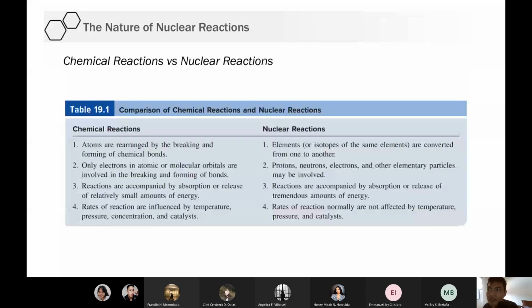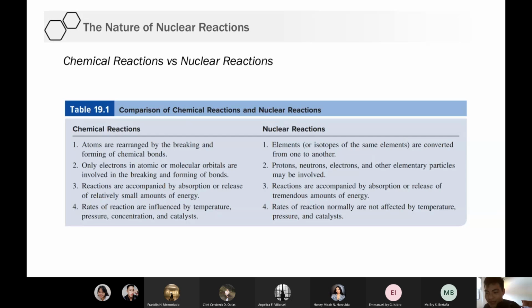Pero kailan nga ba na-discover yung nuclear science? Actually, very recently lang, no? So, this is a form of chemistry na very recent lang, no? And ito ay nakatulong sa development ng quantum mechanics kahit paano. Kasi dito nila nalaman na yung atom ay maraming particles sa loob nun.